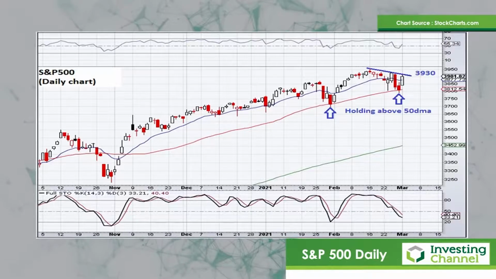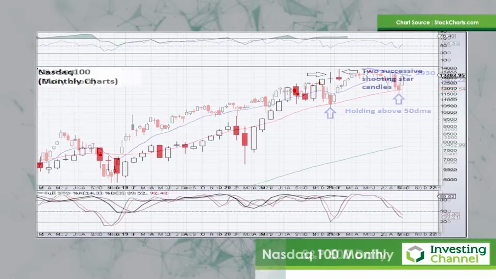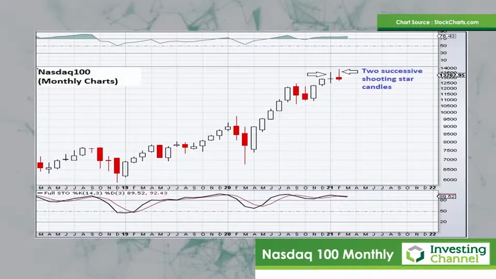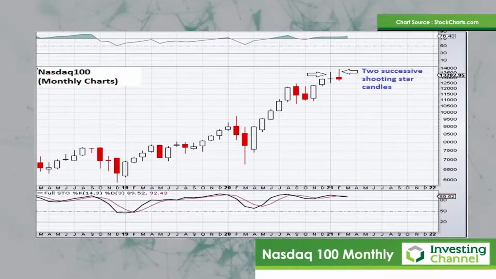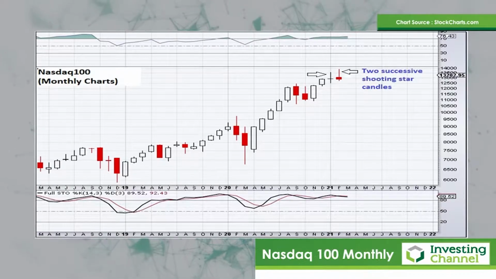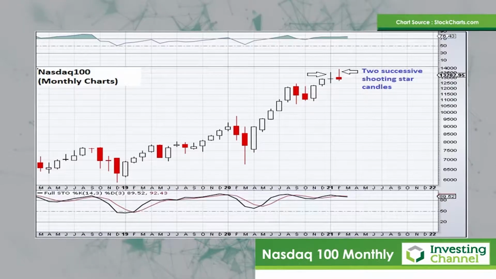Then let's take a look at the monthly chart of the Nasdaq. This is now showing you again the two shooting star candles that have formed in January and February on the Nasdaq. And this is actually more prominent on the Nasdaq chart than it was on the S&P 500 chart. But once again, you can see the long tails to the upside on those monthly candles for the Nasdaq index, again illustrating that there is actually some distribution happening at the upper levels.